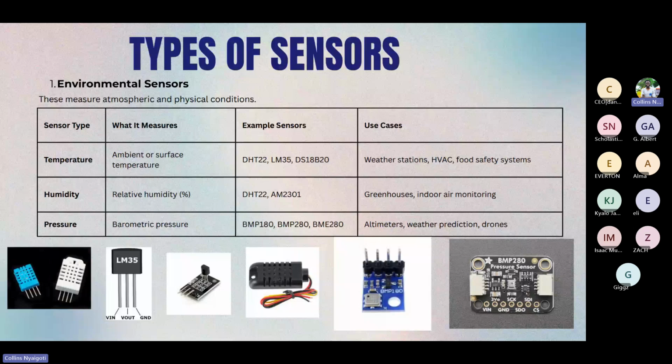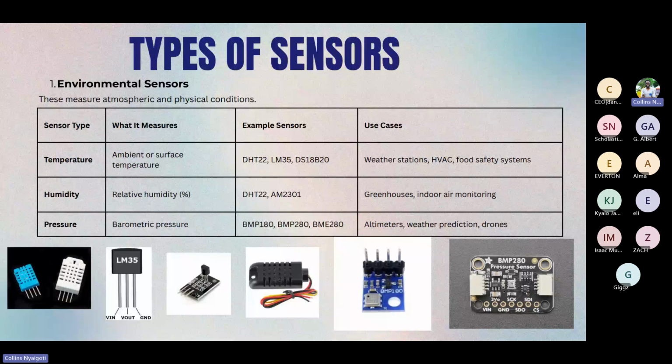There are a lot of sensors, but I try to group them together to cover a huge number at once. There are environmental sensors, which measure atmospheric and physical conditions, be it temperature, humidity, pressure, air quality, though I put some of those in another bracket. The temperature sensors measure ambient or surface temperatures. Ambient is the temperature in the air, surface maybe in the ground.